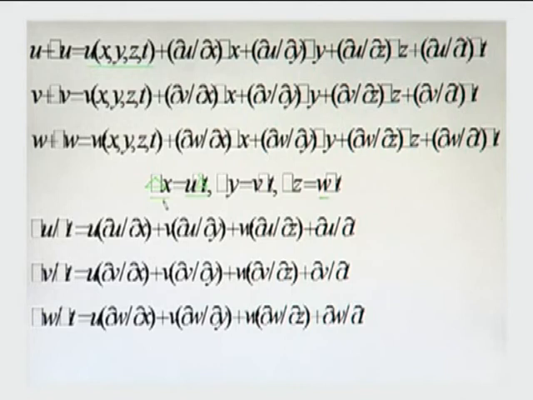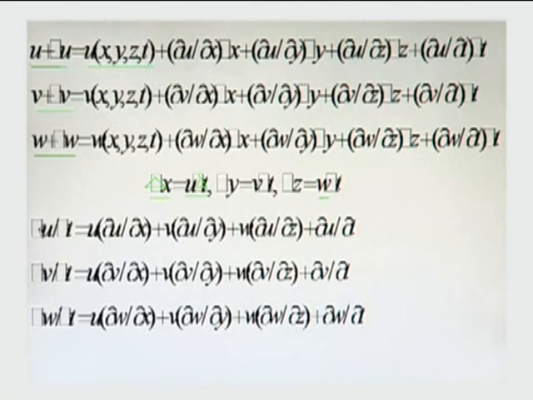Now if we substitute the values of delta x, delta y, delta z in the form of u delta t, v delta t and w delta t in these three equations, we will see that this u(x, y, z, t) and this u are both the same, so this will get cancelled. So delta x will be written as u delta t, delta y as v delta t, and delta z as w delta t, and here we have delta t. So delta t is taken to the left hand side.